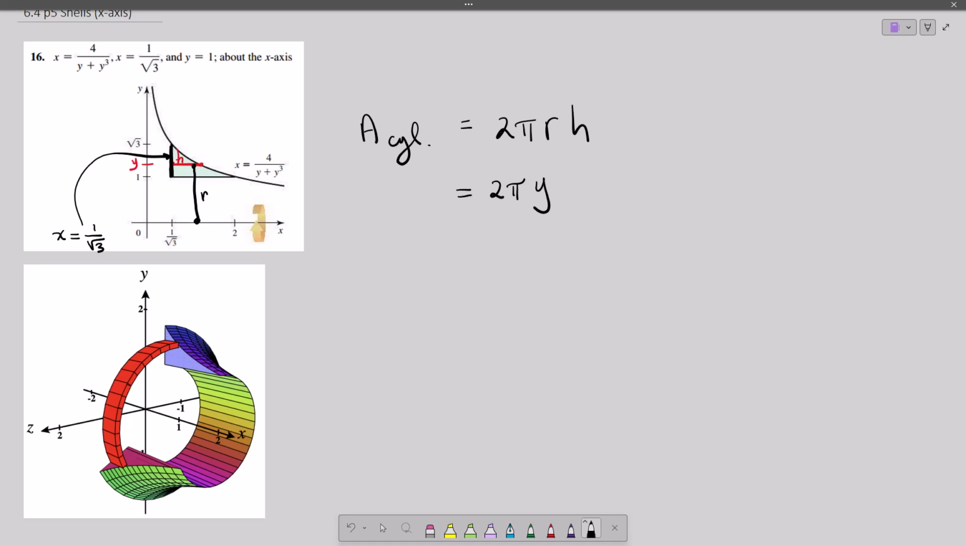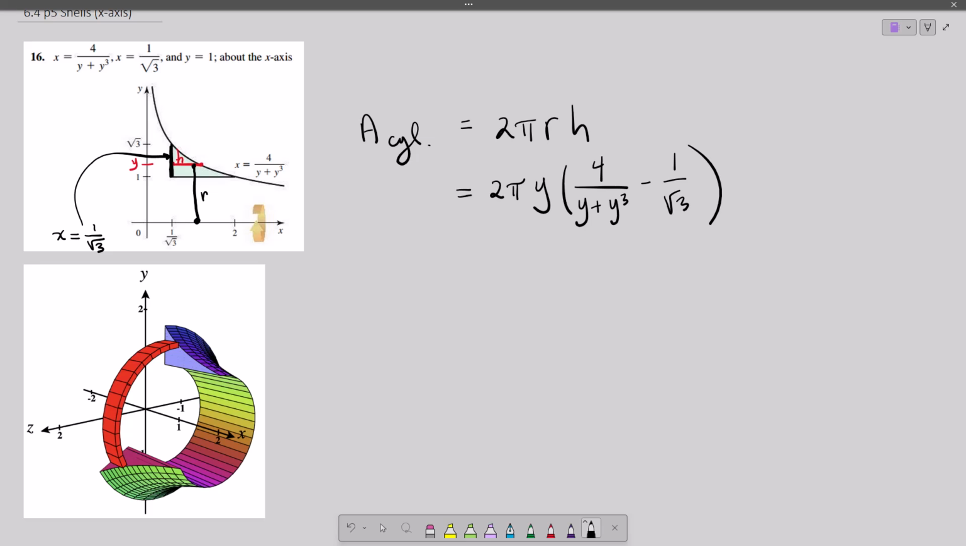So when we come in to find our height, the right x-coordinate minus the left x-coordinate, that is now the area of the cylinder at y. So you plug in any y coordinate, any y value between 1 and root 3 into there, you'll get the area of the corresponding cylinder. All right. So now we have to integrate that.